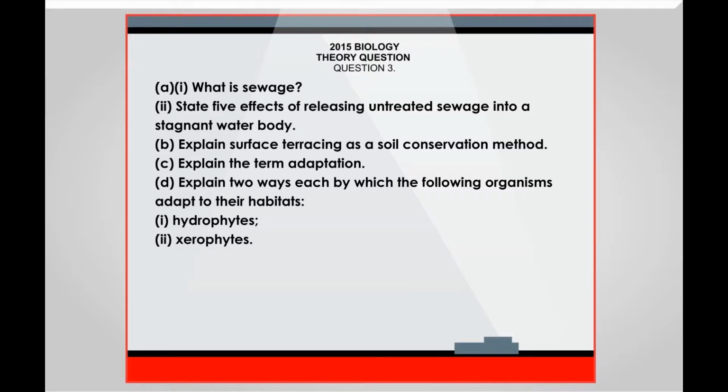Water body. Explain surface terracing as a soil conservation method. Explain the term adaptation. Explain 2 ways each by which the following organisms adapt to their habitat. 1. Hydrophytes. 2. Xerophytes.